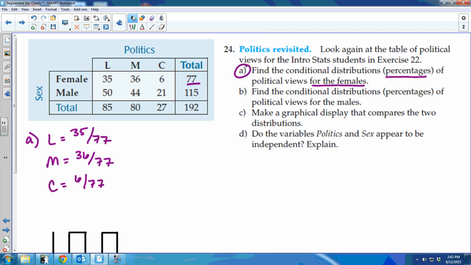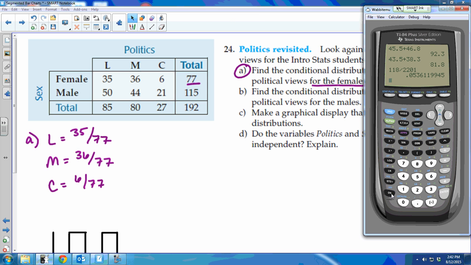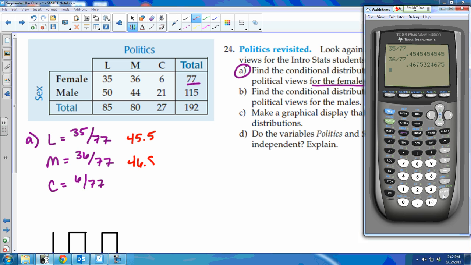Let me find those percentages real fast because we'll need them. So 45.5, 46.8, and 7.8. Okay, that's just for females.